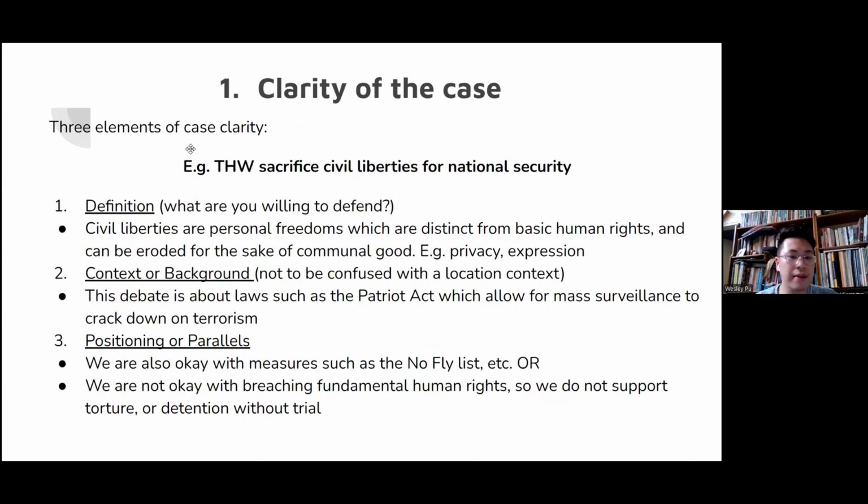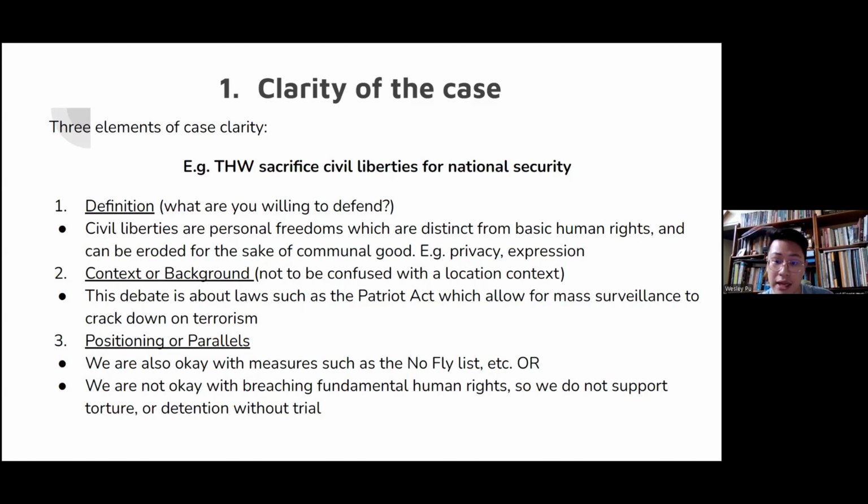So three elements of case clarity. And we're going to talk about this in an example. For example, this house will sacrifice civil liberties for national security. So three things here. First is a definition. What are you willing to defend? So civil liberties are personal freedoms. This is explaining what civil liberties are, which are distinct from basic human rights and can be eroded for the sake of communal good. For example, privacy and expression.